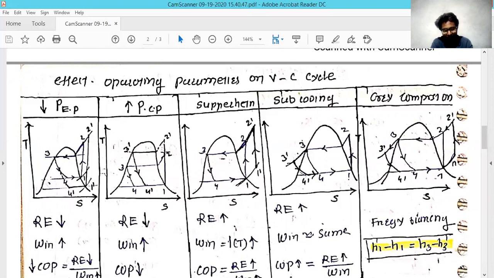And secondly, there was increasing the work input to this cycle as well. So wherever the pressure is going to change, as we see in the difference between these two pressures, then the volumetric efficiency of that compressor is going to reduce. And if the volumetric efficiency of that compressor is going to reduce, then we need to add more work in that compressor, and just because of that the coefficient of performance of that particular cycle is going to decrease.